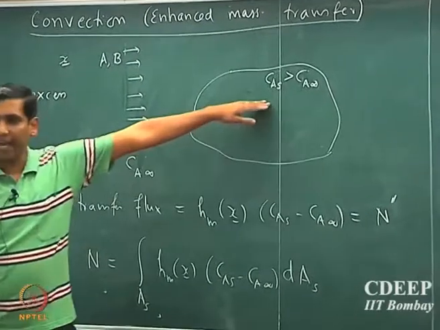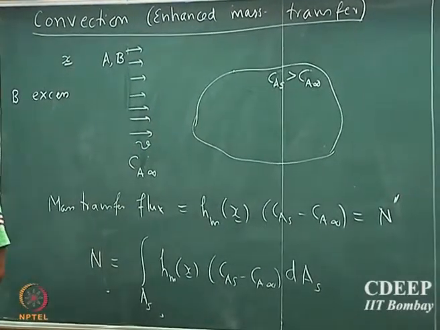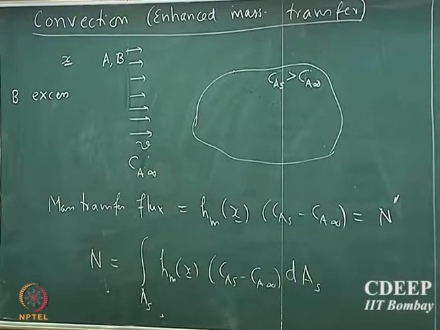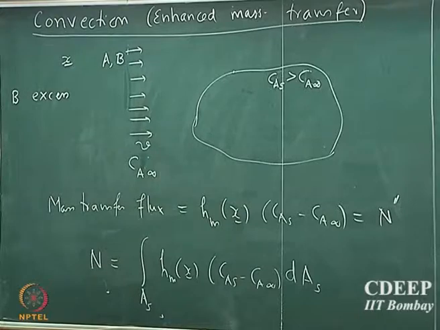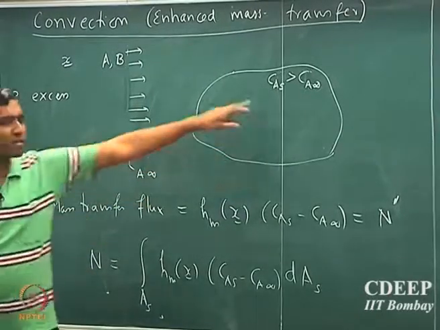So what is CAS? Is it a measurable quantity? Remember that when we discussed heat transport, we said that Ts and T infinity are measurable quantities. Is CAS a measurable quantity?